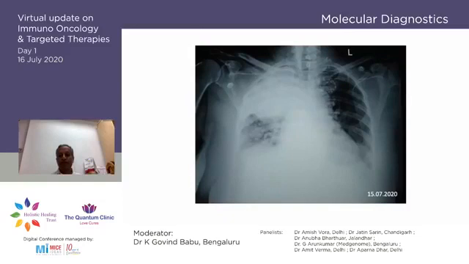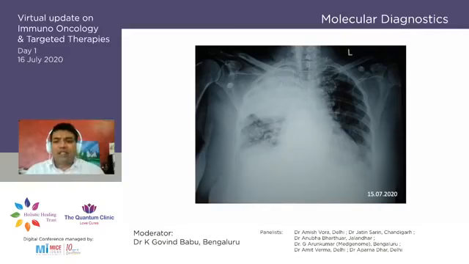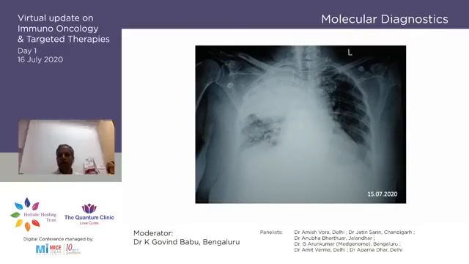Gefitinib alone is now a thing of the past. So either if the patient... No, we are talking about molecular markers now, forget the treatment.